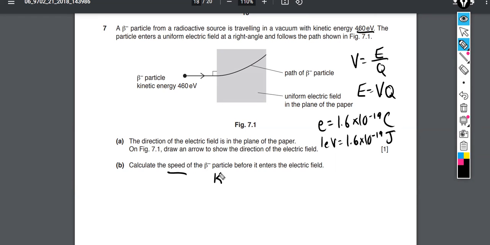And so let's remind ourselves that kinetic energy is 1/2 mv squared. And we're given the energy, right? But just not in the friendliest of units. And we have to solve for the velocity here.